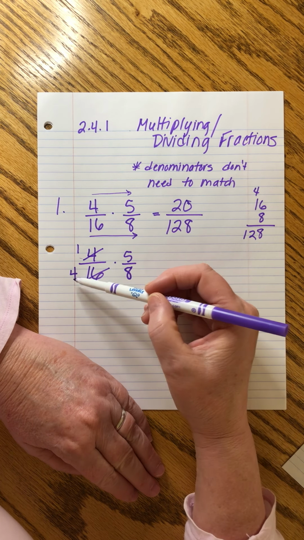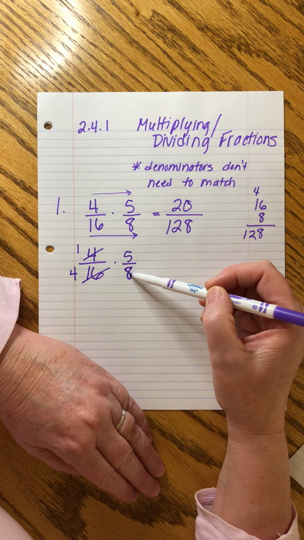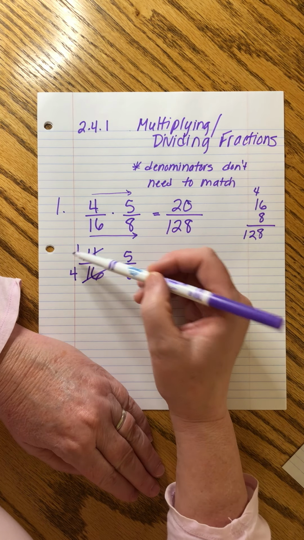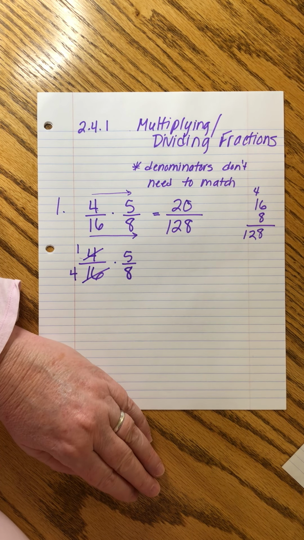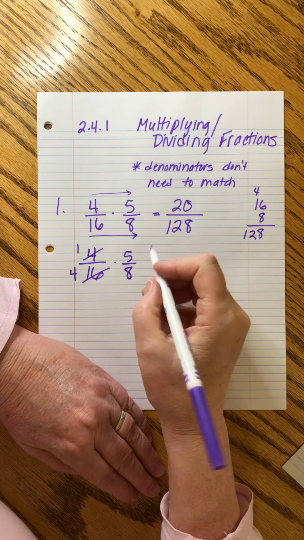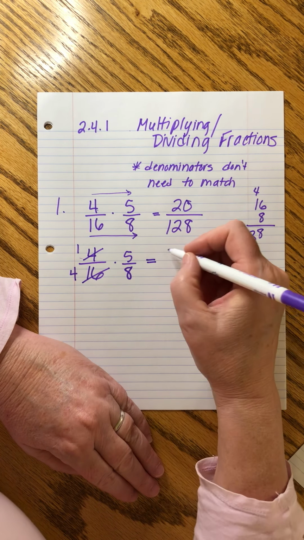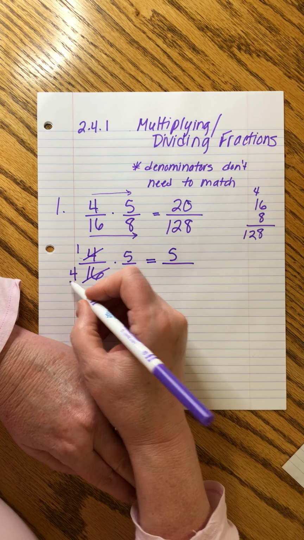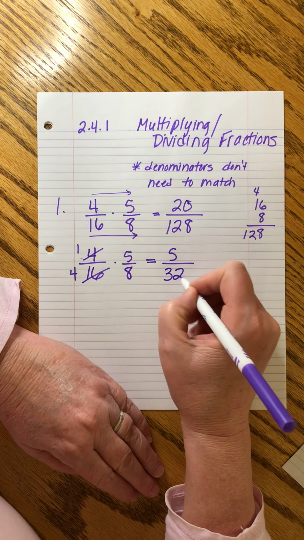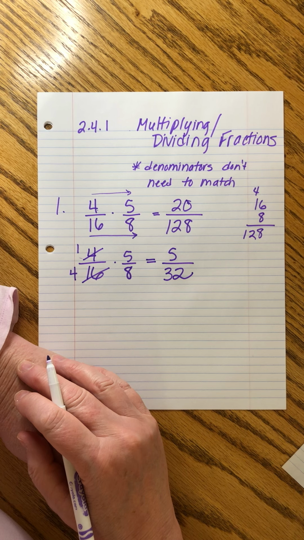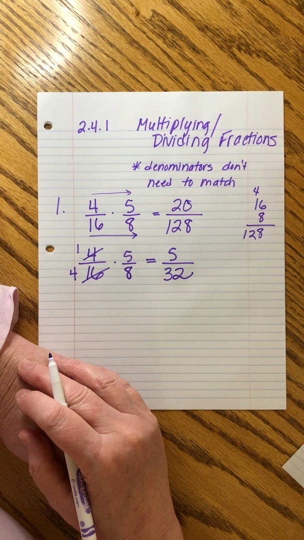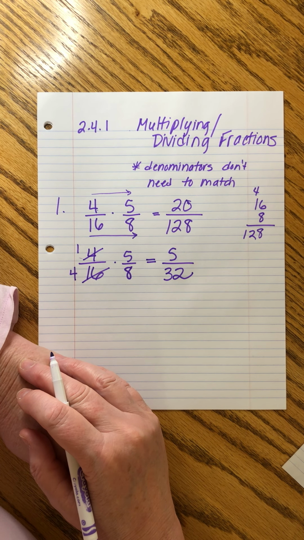Does 5 go into 4? No. Does 5 go into 8? No. This is already a 1, so I know it's reduced fully. Now I can multiply through, and my fraction is going to be much smaller. 1 times 5 is 5. 4 times 8 is 32. That is a reduced answer that we can live with.